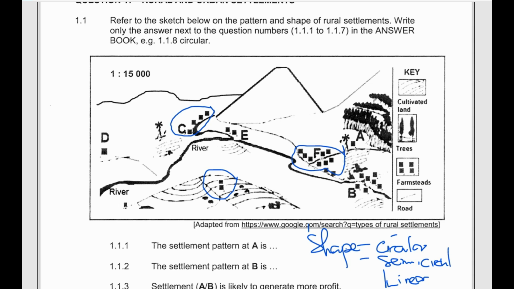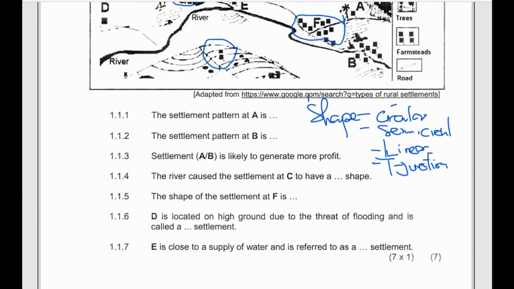Then you can also talk of other settlement shapes, like the circular, the semicircular, the linear. You can also talk of the T-junction settlement, and other shapes like the stellar. This word is derived from the star, where we have intersections of transport routes, and settlements developing and radiating along such routes. That gives us a stellar shape. So basically, those are the shapes that we talk about.